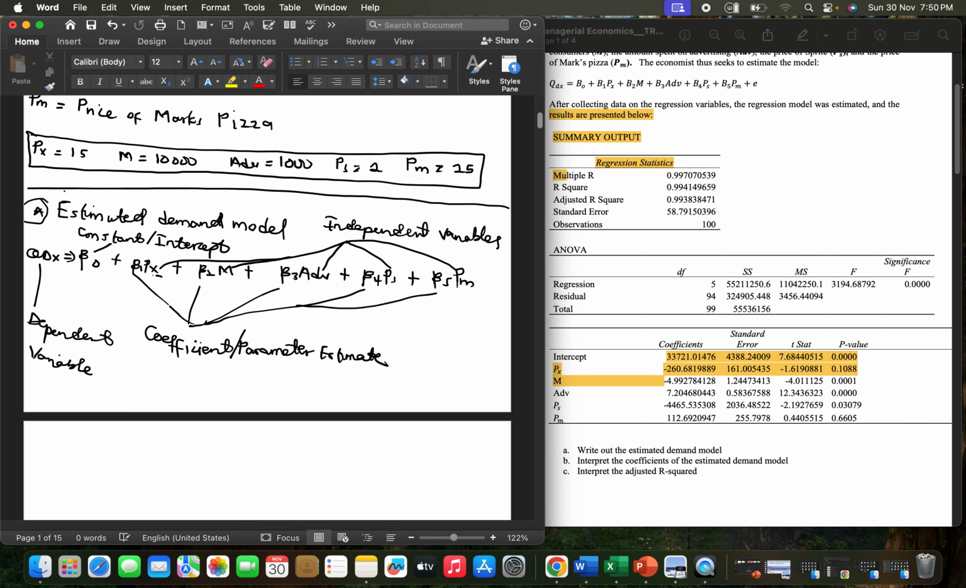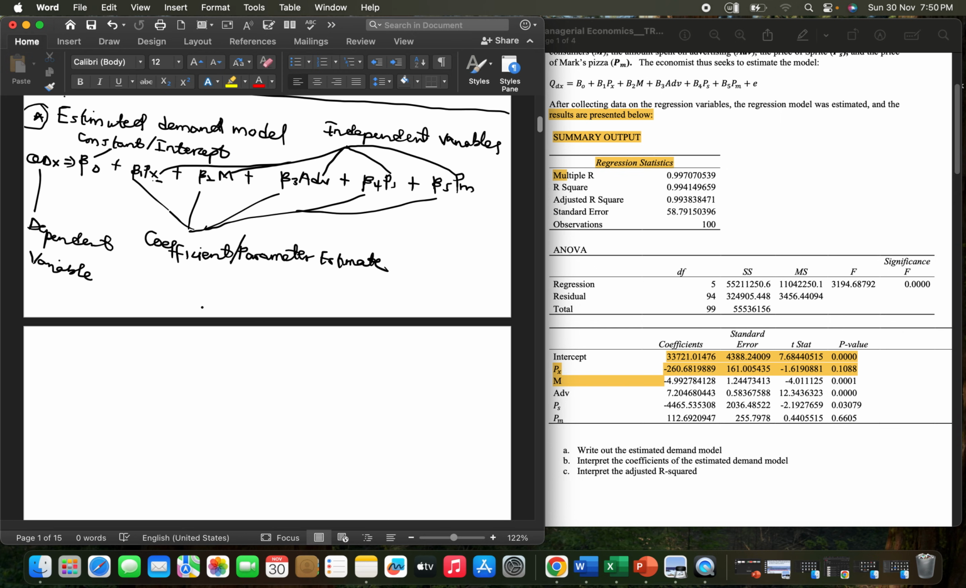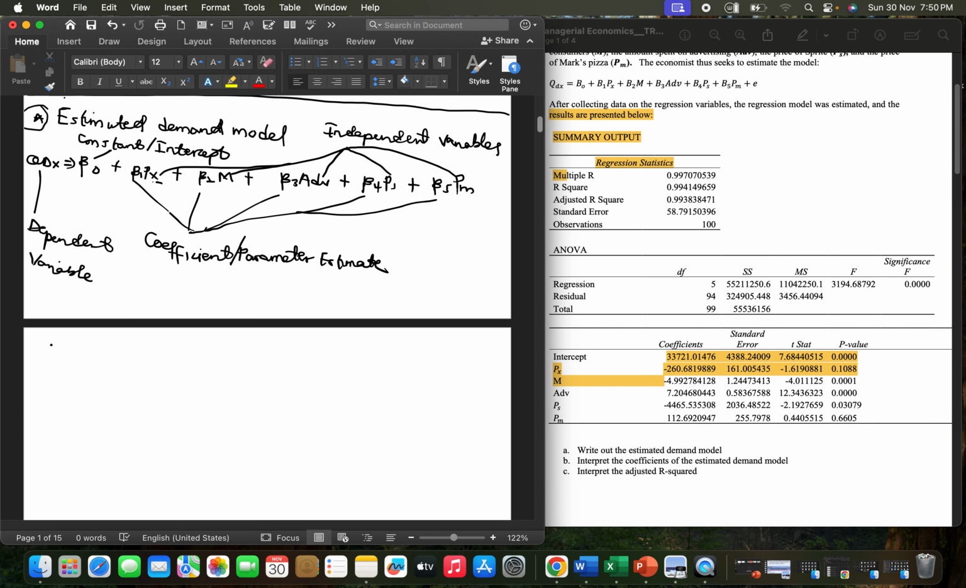Now, I've just given you an overview of this topic. QDX is dependent. Beta naught, always the first one, is beta naught. That's what we call constant or intercept. Then beta 1, beta 2, they are the coefficients. Then the independent variables are the px, the m, the advert, the ps, and the pn. So now since we have an overview here, let's form it. So I'm forming the equation. So this is QDX.